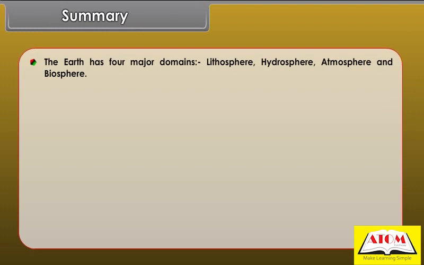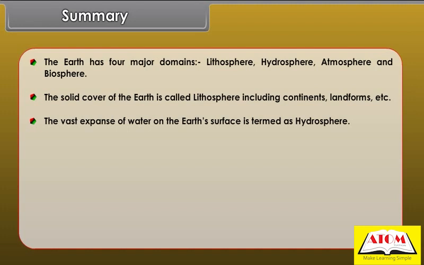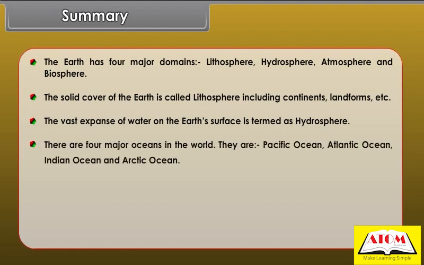Summary: the Earth has four major domains: lithosphere, hydrosphere, atmosphere and biosphere. The solid cover of the Earth is called lithosphere, including continents, landforms, etc. The vast expanse of water on the Earth's surface is termed as hydrosphere. There are four major oceans in the world. They are Pacific Ocean, Atlantic Ocean, Indian Ocean and Arctic Ocean.